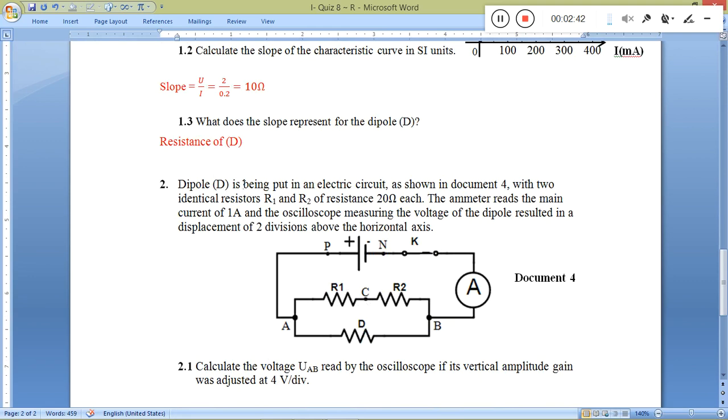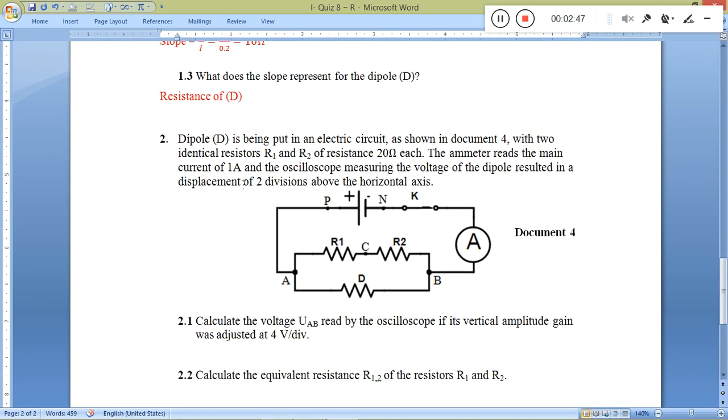Okay, dipole D is being put in an electric circuit as shown in document 4 with 2 identical resistors R1 and R2 of resistance 20 ohms each. The ammeter reads the main current of 1 ampere. So the main current here is 1 ampere. And the oscilloscope measuring the voltage resulted in the displacement of 2 divisions above the axis. We say that y equals 2 divisions, the displacement.